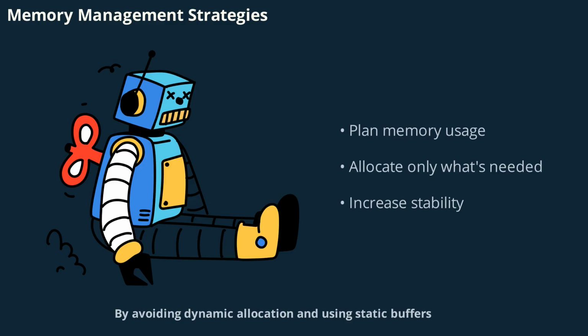Effective memory management is crucial in embedded systems. By avoiding dynamic allocation and using static buffers, you reduce the risk of fragmentation and unpredictable behavior. Always plan your memory usage ahead of time and allocate only what you need. This approach leads to more stable and reliable firmware.